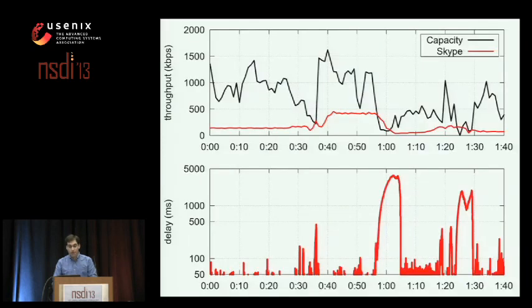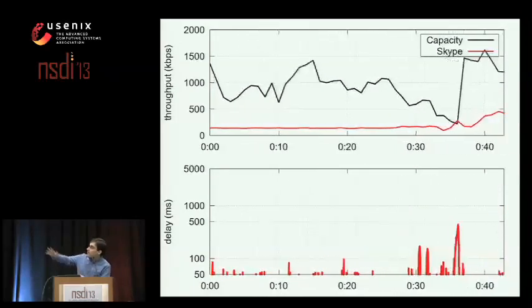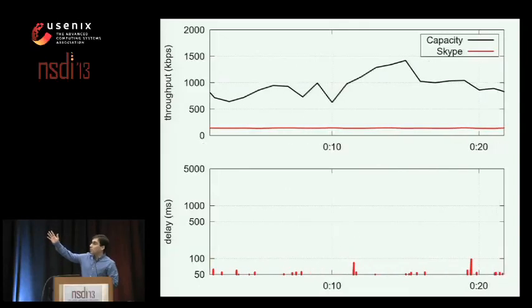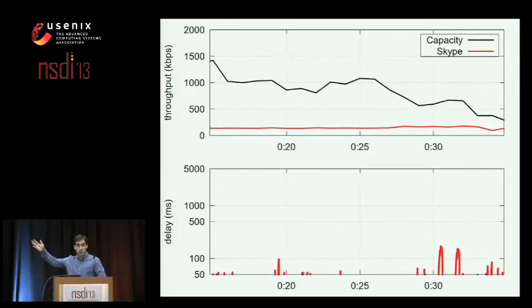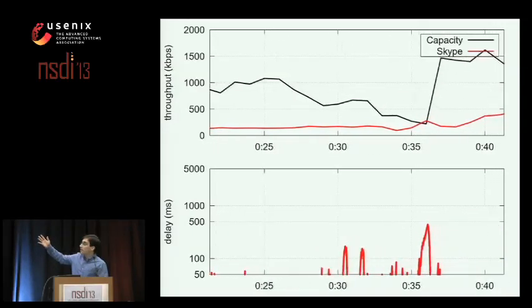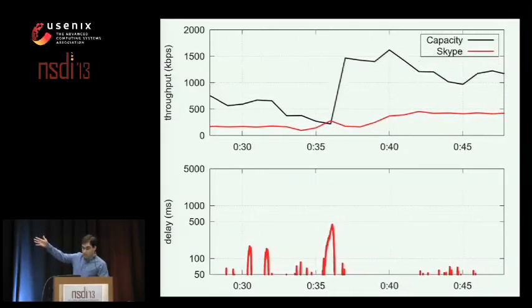We'll look at Skype over the Verizon LTE network. Here we see on the top the throughput, and at the bottom the delay. If we zoom in a bit, you'll see the black line on top. The network is actually quite good. We have about a megabit per second, but Skype is not using it. Skype is way too conservative. The video quality is worse than it could be. Even when the network gets good, Skype doesn't use it.